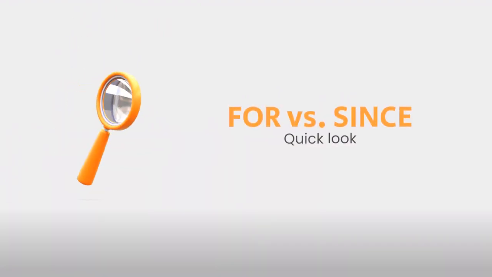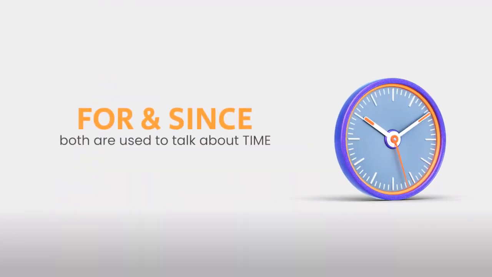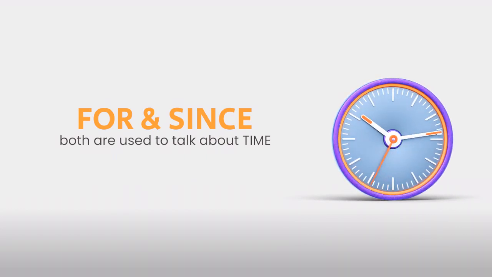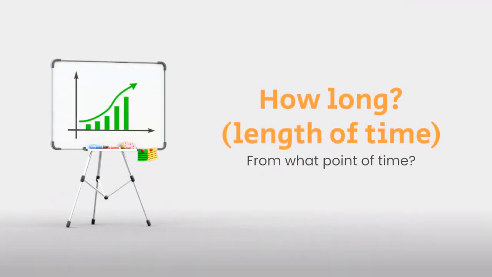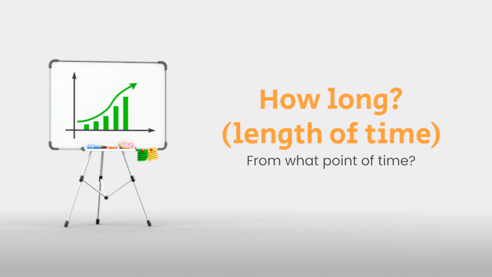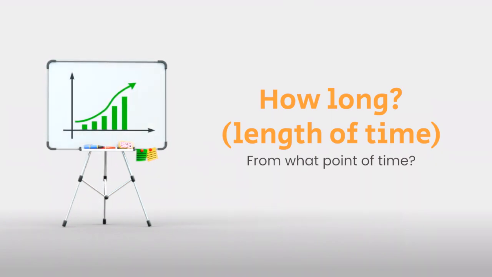In today's lesson, we are going to focus on the difference between for and since. The words for and since are both used to talk about time, but they are used in different ways. Understanding when to use for and when to use since can help make your sentences clearer, especially when you're talking about how long something has happened.